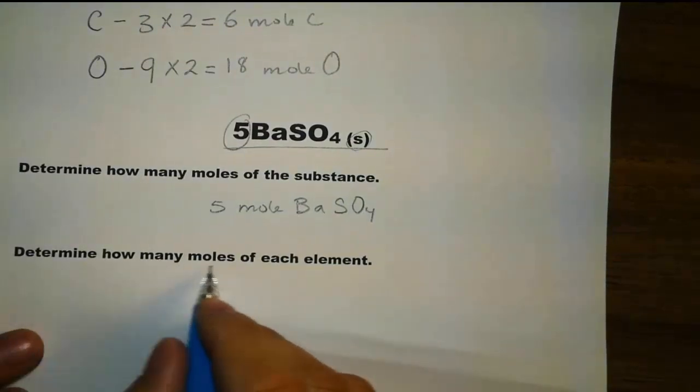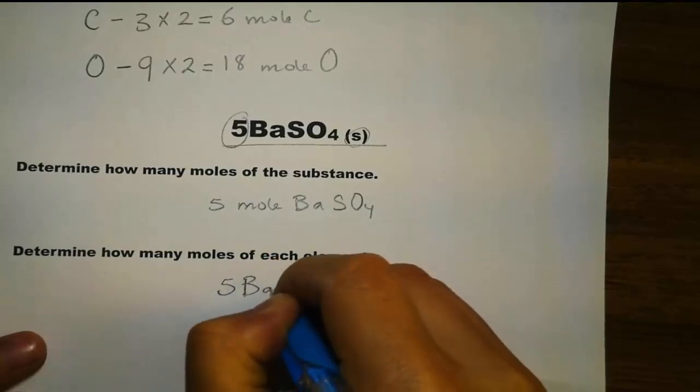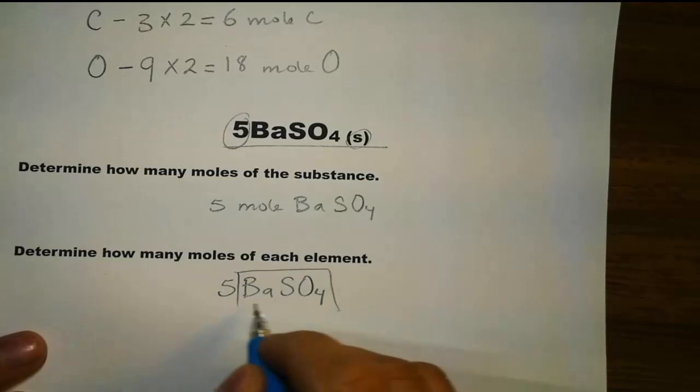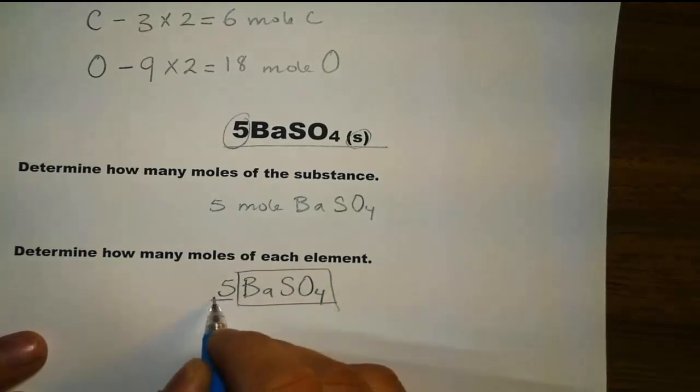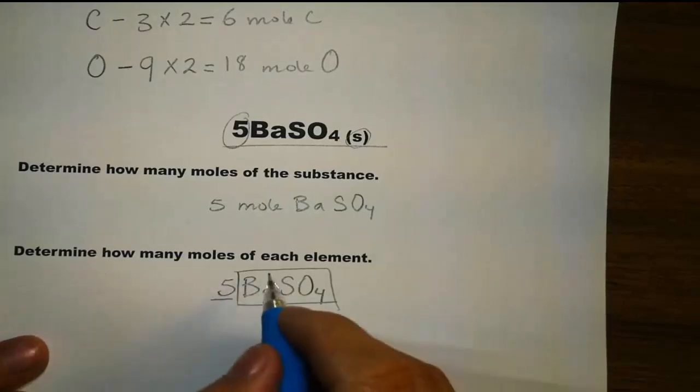And again, we determine how many moles of each element. So we're going to rewrite again 5BaSO4. And of course, we're going to focus on one substance. This tells you there are 5 moles of the substance. So let's look at this. How many moles of each element?